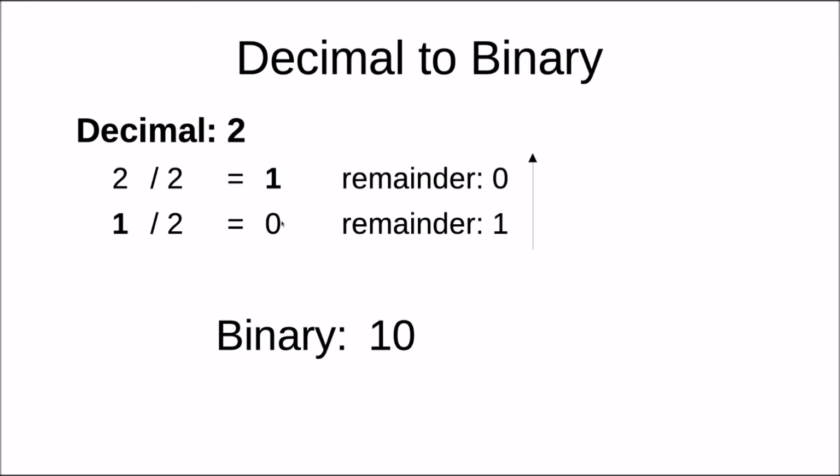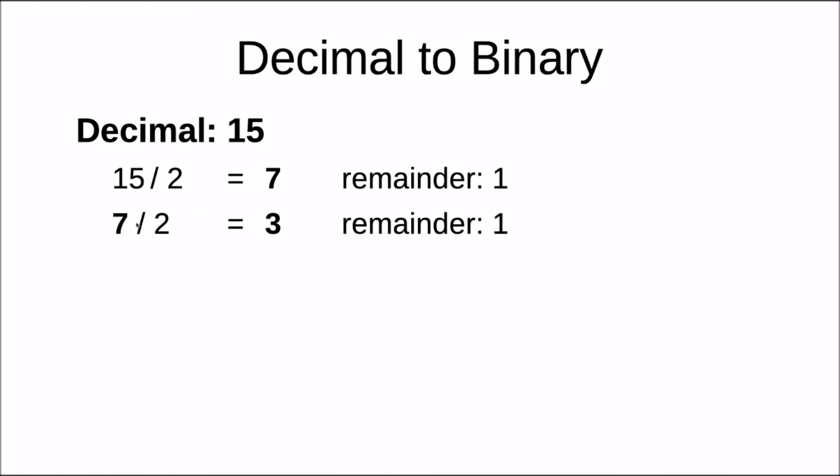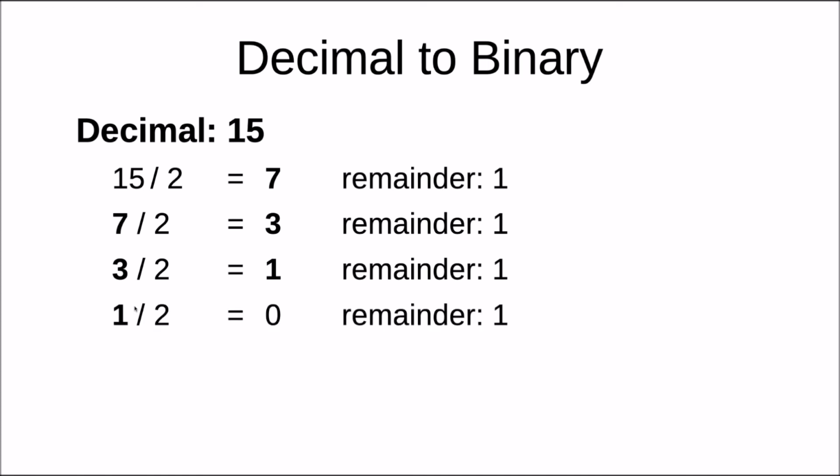Now let's look at another example. Let's say given the decimal 15. You may want to pause the video and try this out for yourself. What I do here is I take 15 divided by 2. This gives me a result of 7 with a remainder of 1. Now I take 7 and divide it by 2. This division gives me 3 with a remainder of 1. Again, I take 3 divided by 2, which is 1, again with a remainder of 1. I take 1 divided by 2, this is 0, with a remainder of 1.